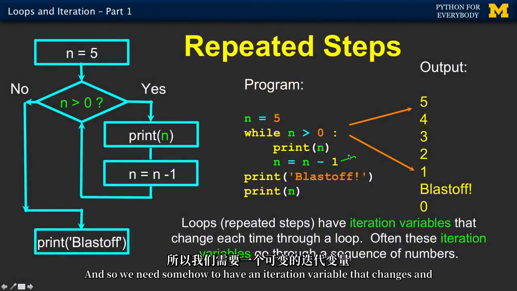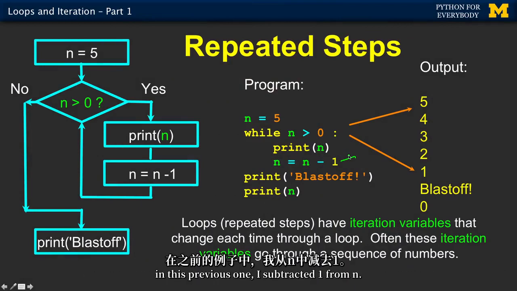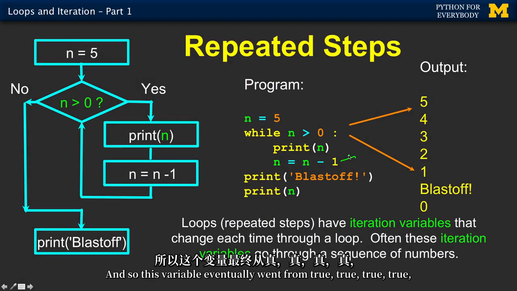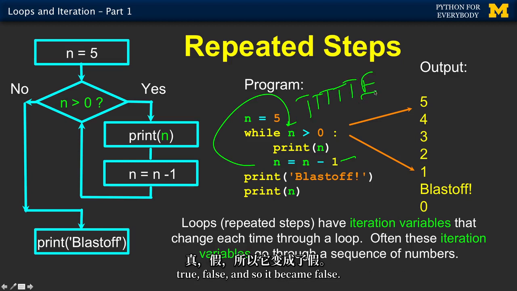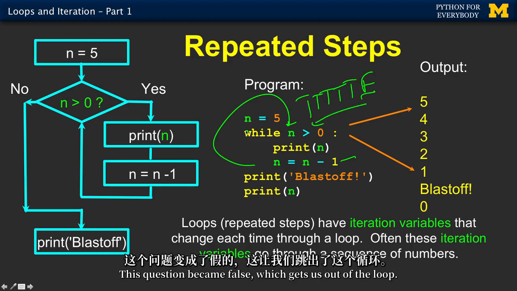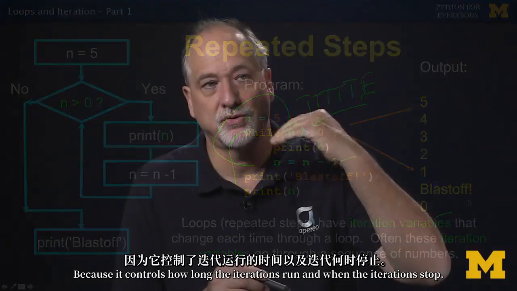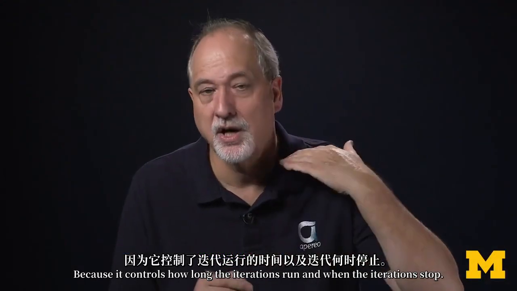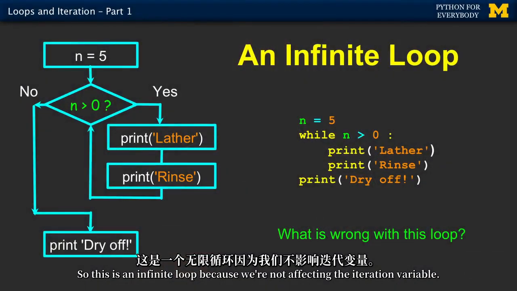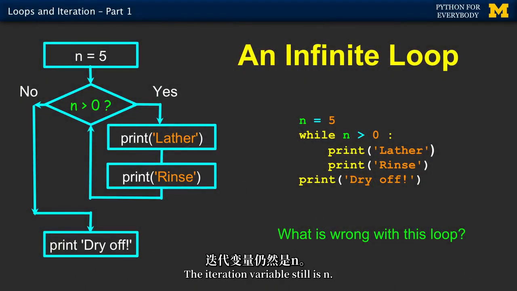And so we need somehow to have an iteration variable that changes. And in this previous one, I subtracted 1 from n. And so this variable eventually went from true, true, true, true, true, false. And so this question became false, which gets us out of the loop. This variable that we use to control it is what we call an iteration variable, because it controls how long the iterations run and when the iterations stop. So this is an infinite loop because we're not affecting the iteration variable. The iteration variable still is n.